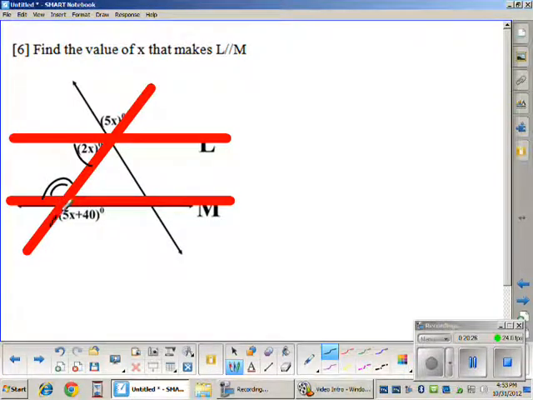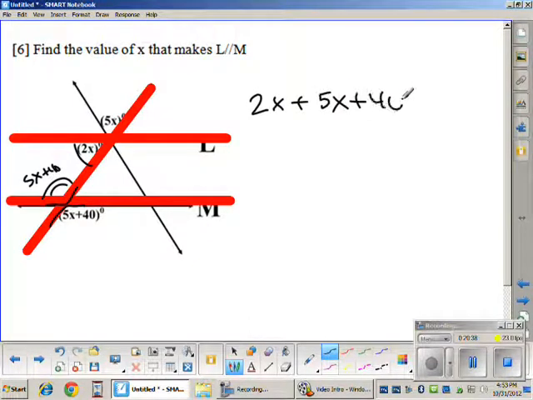Now just turn it into a solving problem. So we have 7x is equal to 180 minus 40, so that's going to be 140. Divide both sides by 7, and I should end up with 20. So the value of x that makes these two lines parallel is going to be 20, because it makes the two inner angles on the same side of the transversal, the consecutive interior angles, supplementary.